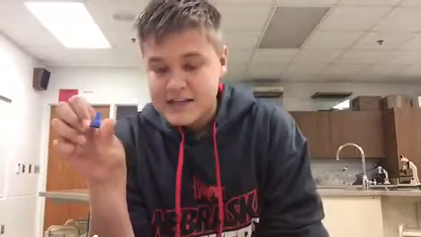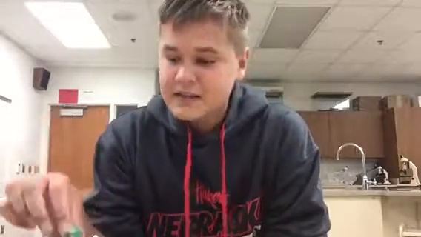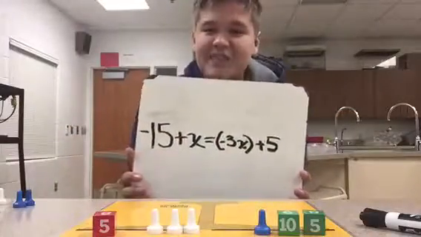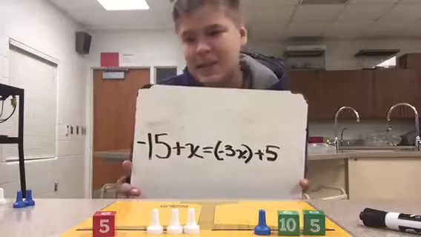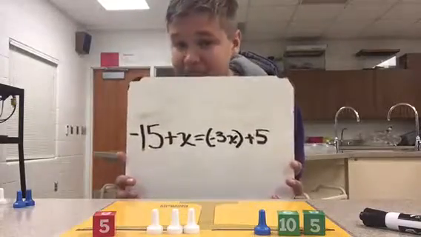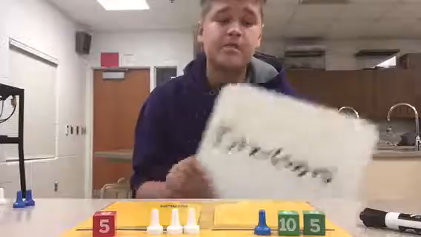Equations. First, you need to know that this equals the opposite of x, and this equals x. The green cubes are negatives, and the red cubes are positives. Our first problem is negative 15 plus x equals the opposite of 3x plus 5.